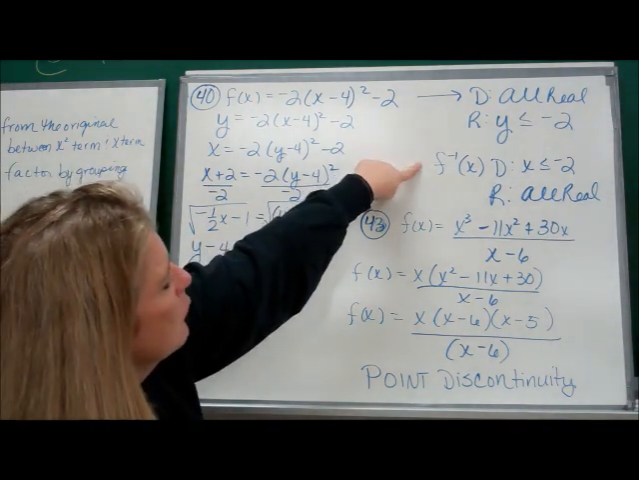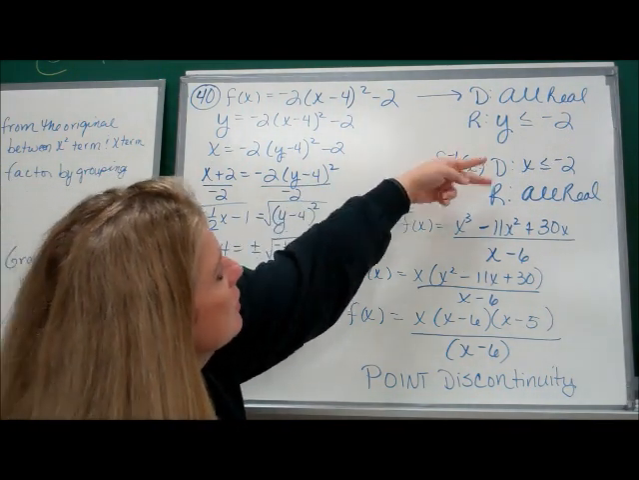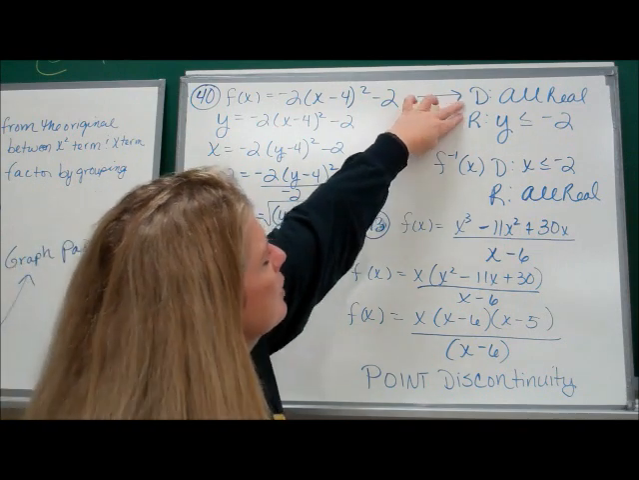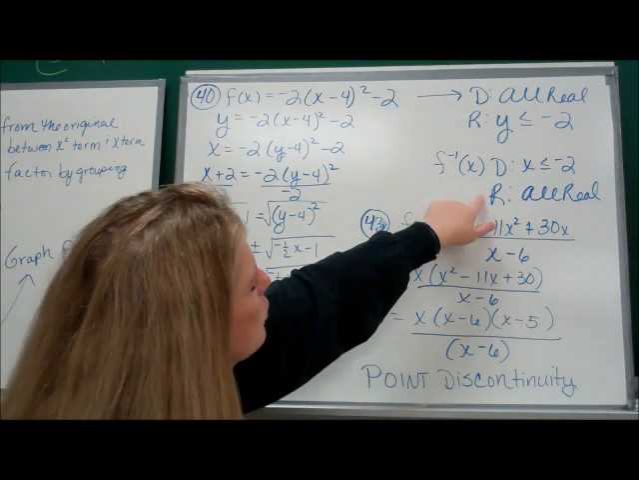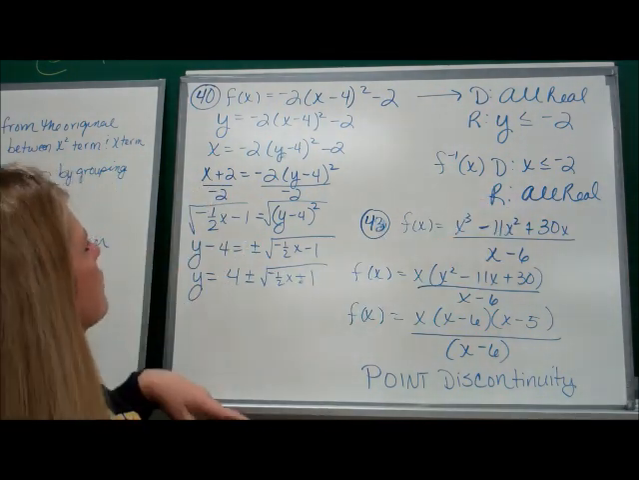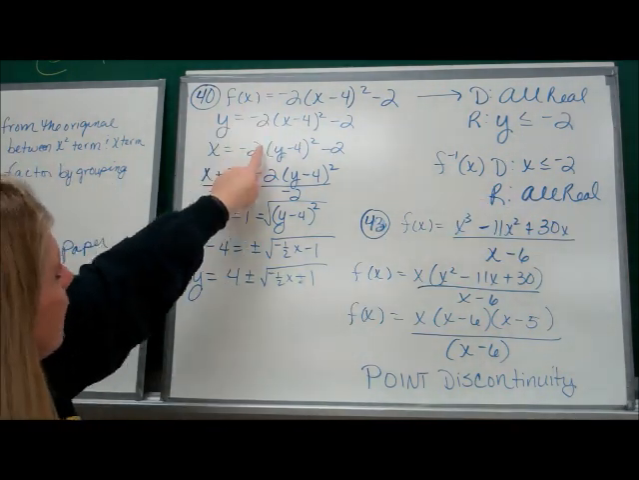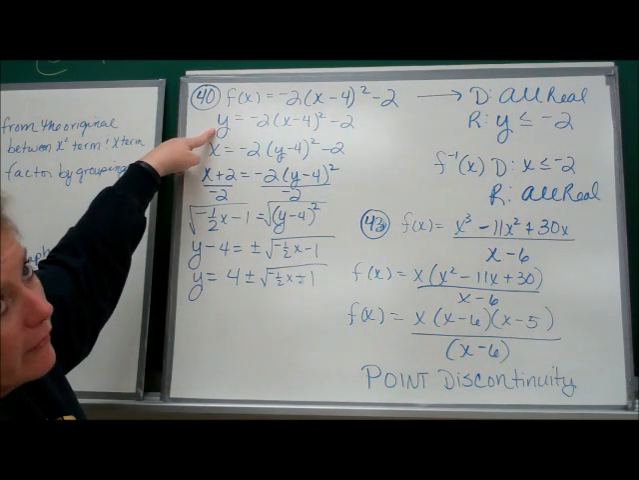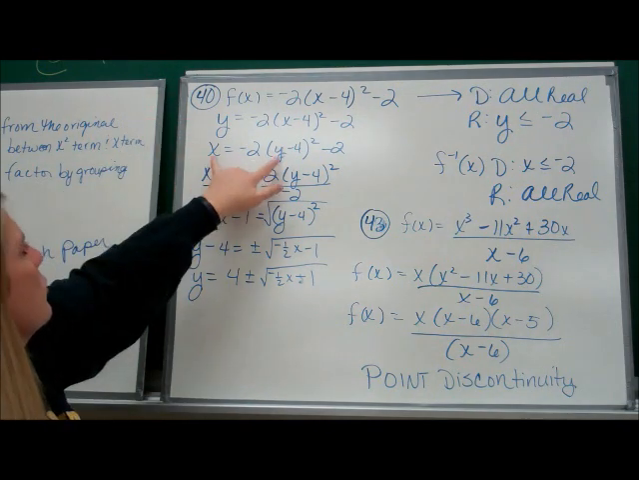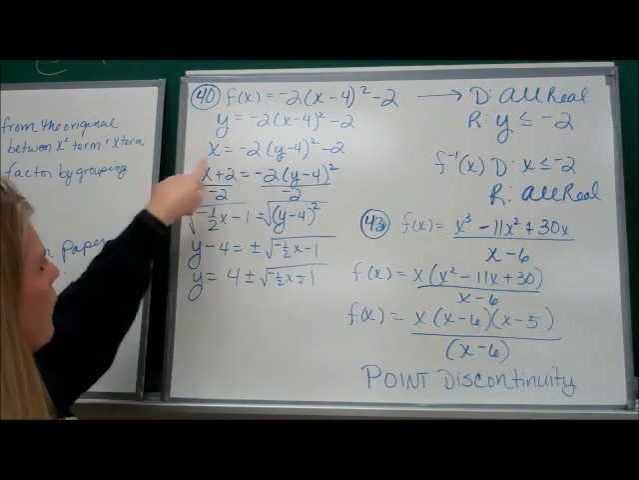The domain and range for the inverse is just switched. Okay, you take the original, switch them. So x is going to be less than or equal to negative 2, and your range will be all real numbers on the inverse. To find the inverse function, change the f of x to a y, because that's what f of x means. Then you switch x and y, and solve for y.